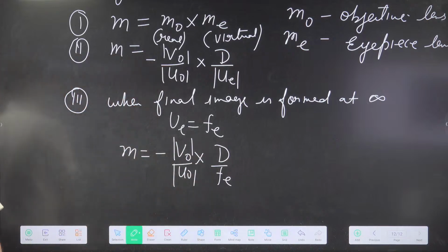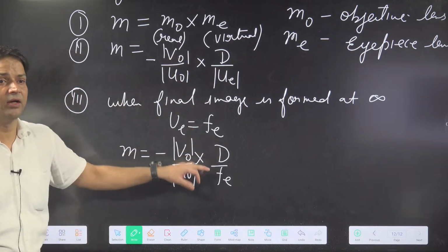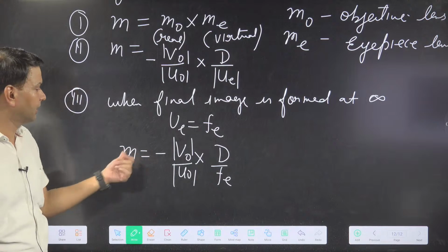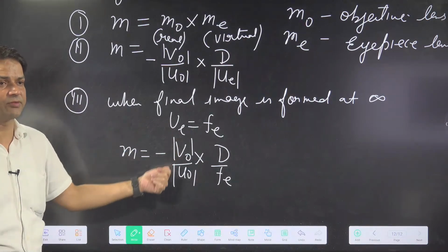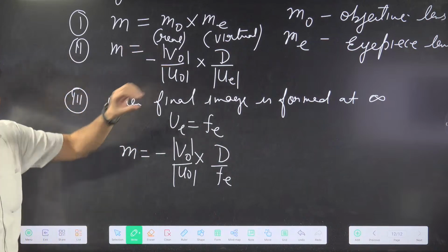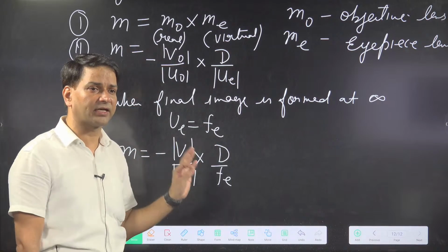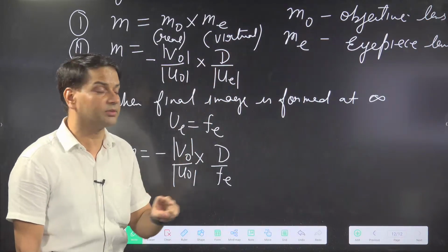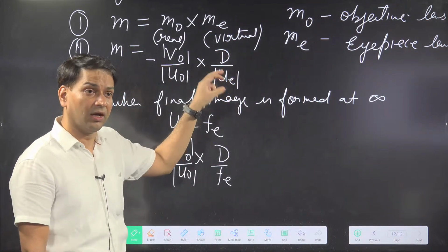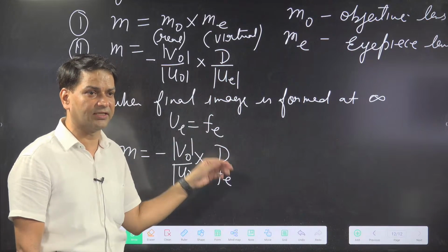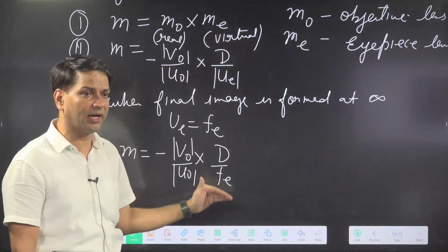So when final image is formed at infinity, then ME what we will take? D by FE. Why? When the object is at focus, then image will form at infinity. Then magnification formula we will use: minus VO by UO into D by FE. Means for the objective directly we have to use the lens concept. Magnification is V by U. For eyepiece we have to remember the condition: D by UE. When final image is at infinity, only eyepiece magnification will change. When final image is at infinity, D by FE.